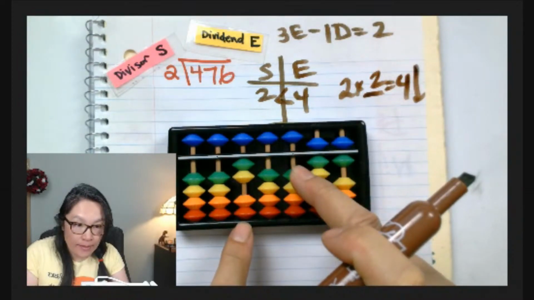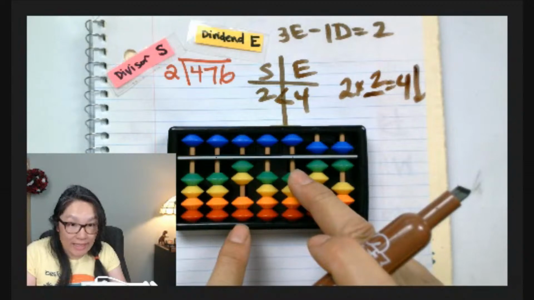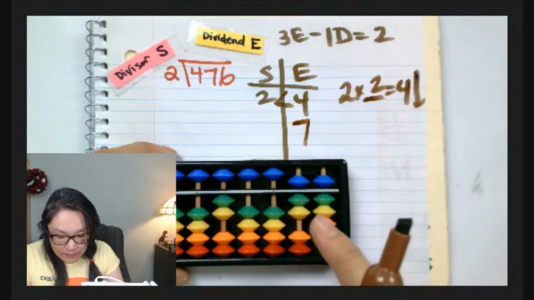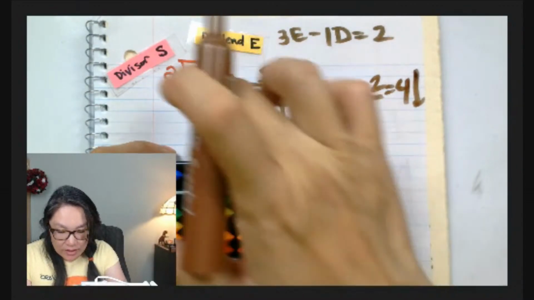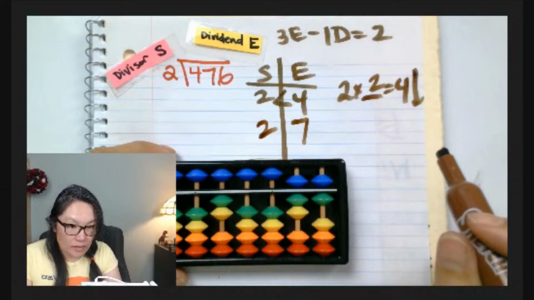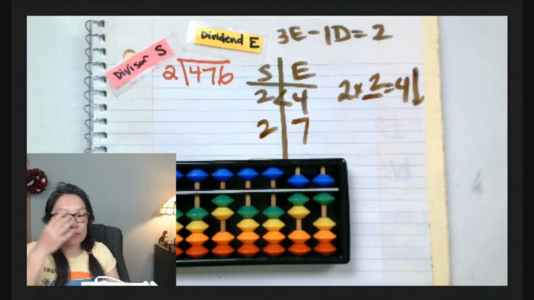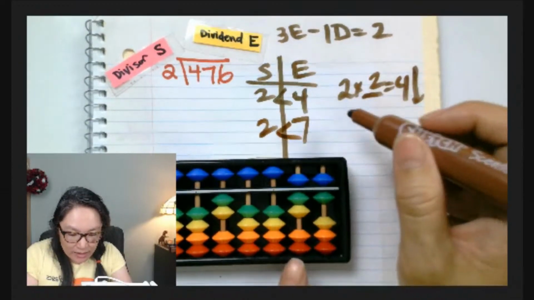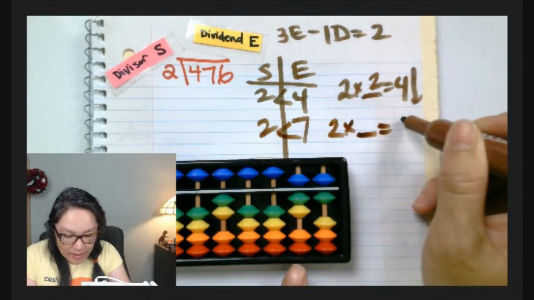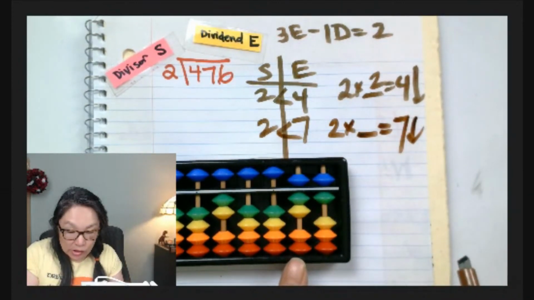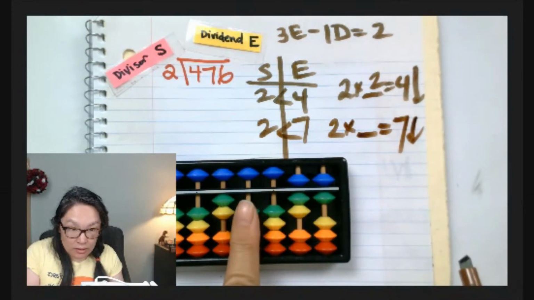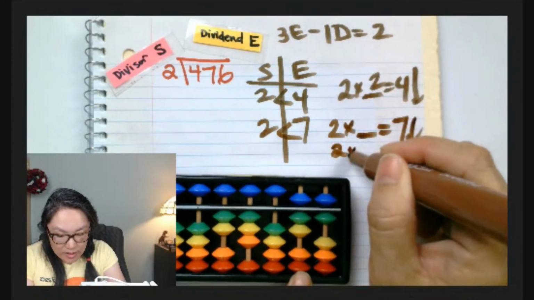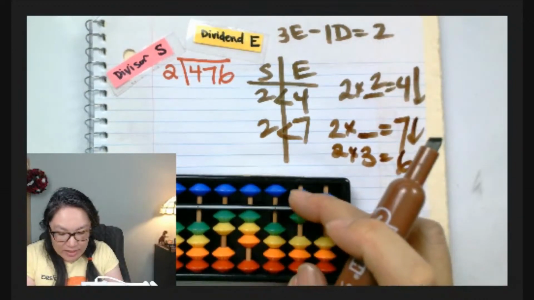Thank you, Neon Panther. So now we do it again. We have to compare. Who is bigger? 7 is my dividend, and my divisor is 2. Which one's bigger? 7 is bigger. So again, I have 2 times something is equal to 7 or less. So I skip this column and I go here, and I add my 3. And then I take away 6. Why? Because 2 times 3 is equal to 6.